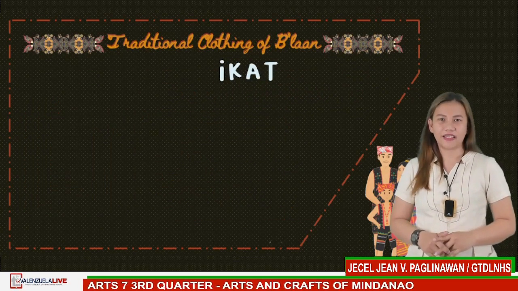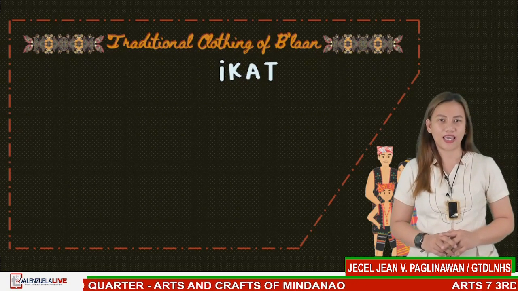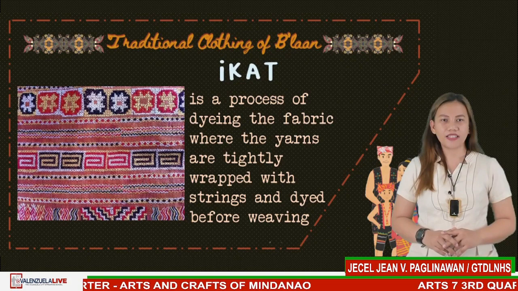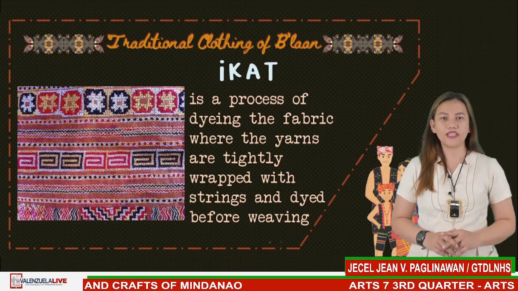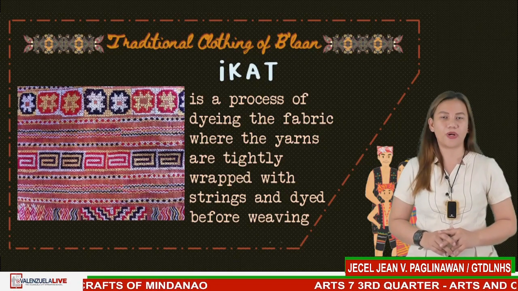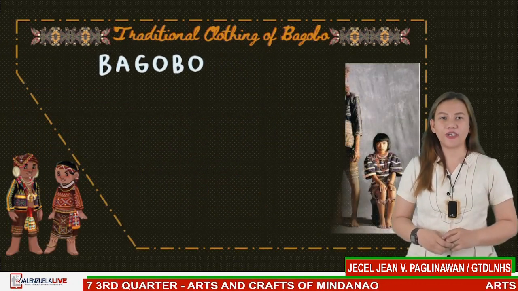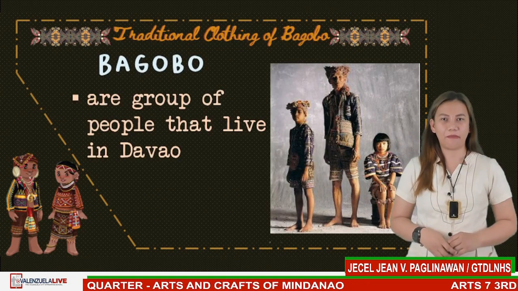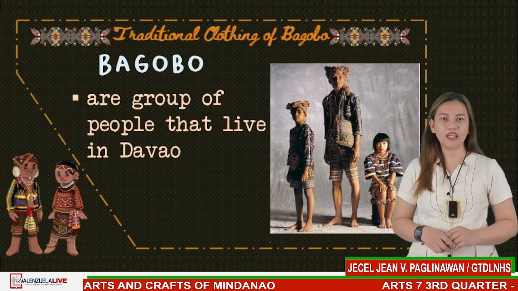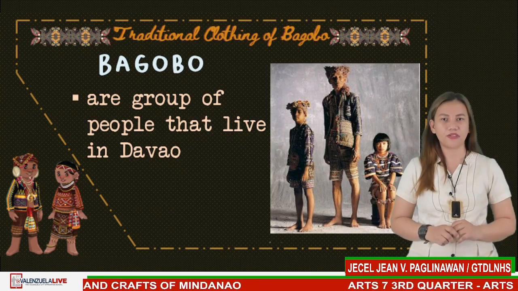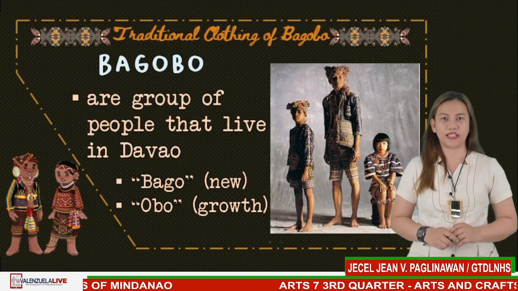Next is ikat. Bilaan weave highly polished abaca textile using ikat. It is a process of dyeing the fabric where the yarns are tightly wrapped with string and dyed before weaving. Pagobo. Pagobos are the group of people that live in Davao. According to the anthropologists, the name of the ethnolinguistic group comes from the words pago, new, and obo, growth.